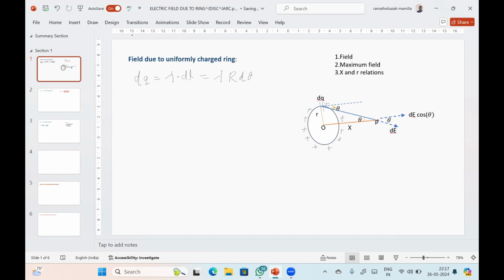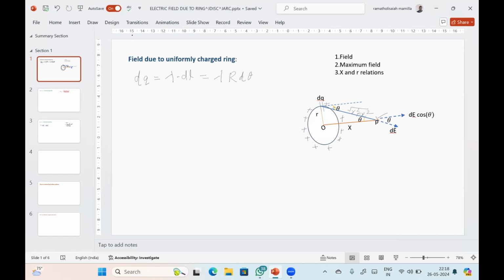Due to this dq charge from the ring, at x distance from the center of the ring, at the point P, I am going to find out the field due to this dq charge. From this dq, the distance is root over r square plus x square. Here r is the radius and x is the distance from the center to the point P where I want to find out the electric field.